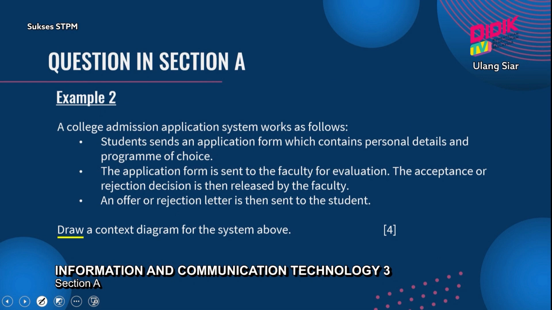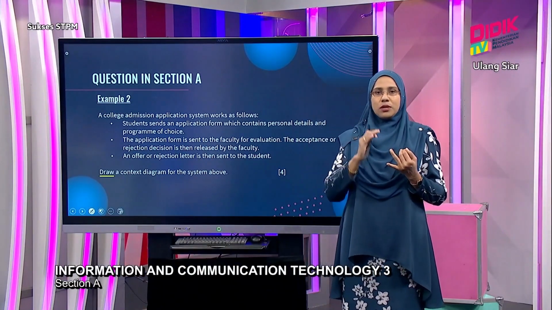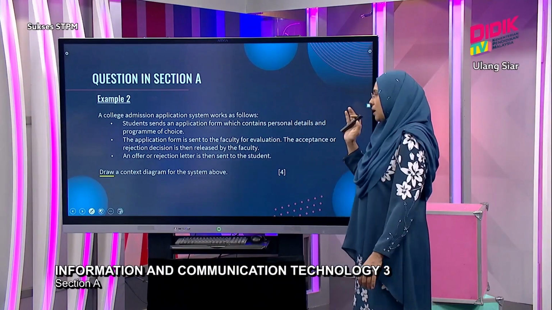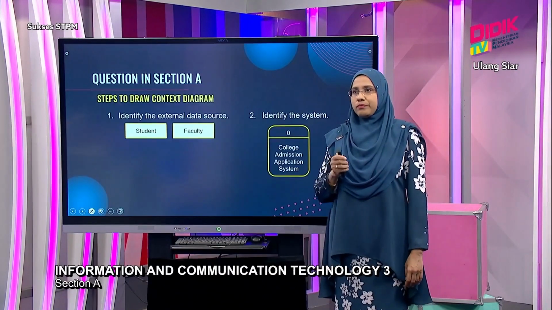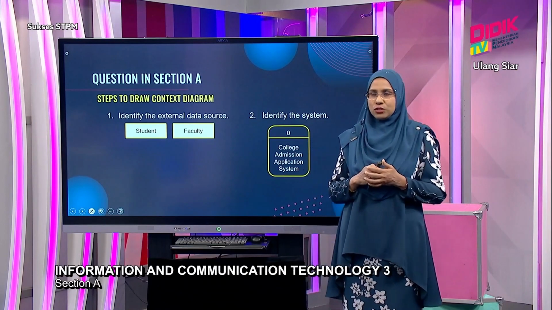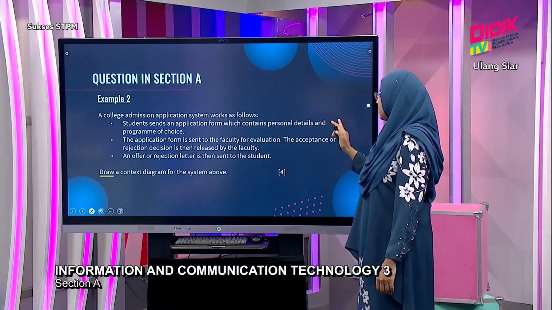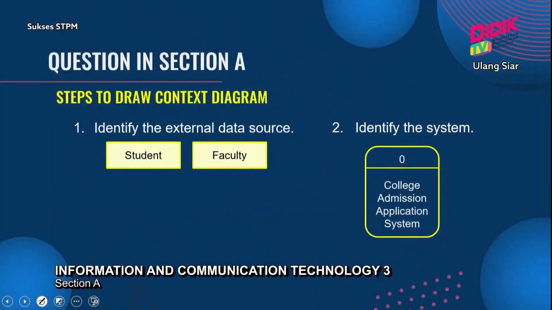Now, transform what I have written in the sentences to a context diagram. First of all, students must know what is a context diagram. If they don't know what is a context diagram, they cannot answer this. Okay, so I will guide you how to draw the context diagram. Marks given 4. Alright, so first, you must identify the data source. In this question, the data source is student because student sends application, and another data source is faculty because faculty will evaluate. Alright, so after you identify the data source, then you identify the system. So the symbol used for system is like this, and then you must write number 0. This is for context diagram.